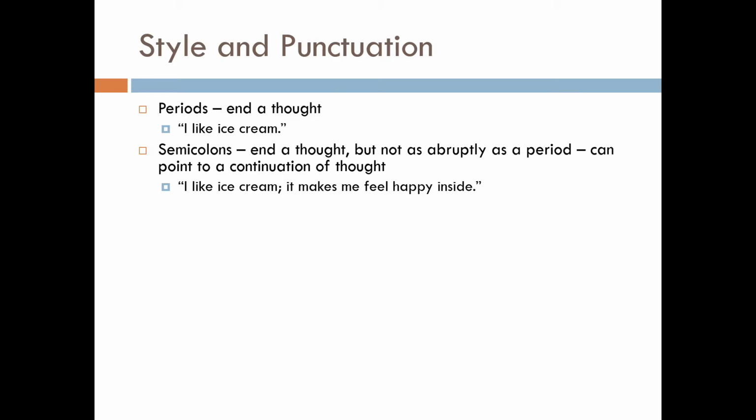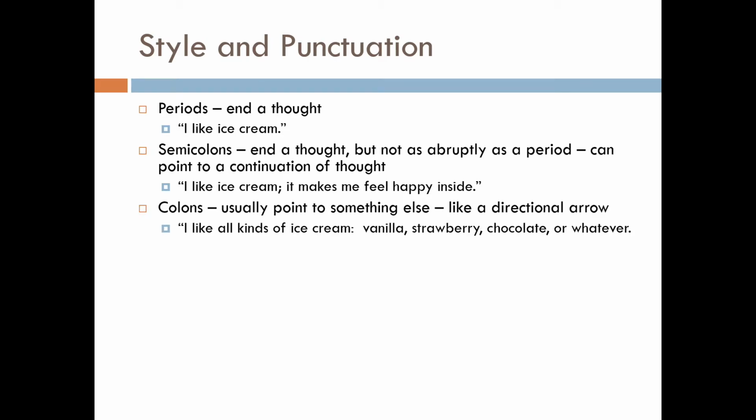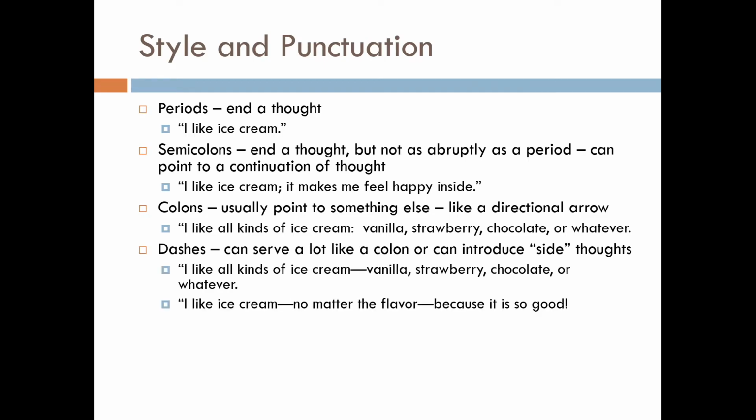So I like ice cream; it makes me feel happy. So the continuation of thought, it makes me feel happy, comes after the semicolon. Colons usually point to something else. They're like directional arrows. So if I say I like all kinds of ice cream, colon, with the colon, I'm saying, look, I'm going to tell you what kind of ice cream I like: vanilla, strawberry, chocolate, or whatever. I like anything, right? So that colon serves as almost like a directional arrow.